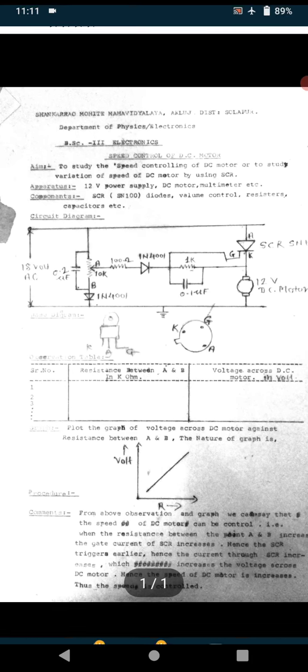A DC motor converts DC electrical energy into mechanical energy. So the input of the DC motor is electrical energy and the output is mechanical energy.